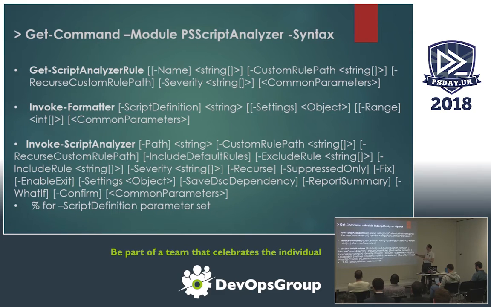And you can have options for custom rule path or recurse custom rule path if you have more than one rule. So if you have a bunch of files that you want to include. And when you specify custom rules, Script Analyzer will then only use custom rules. If you still want to use your default rules, use this switch here.